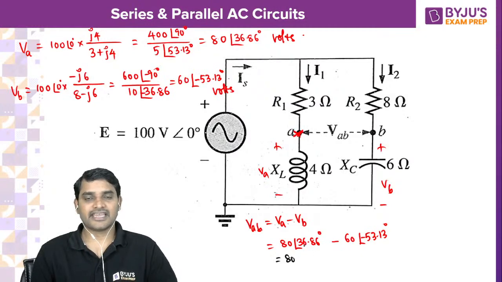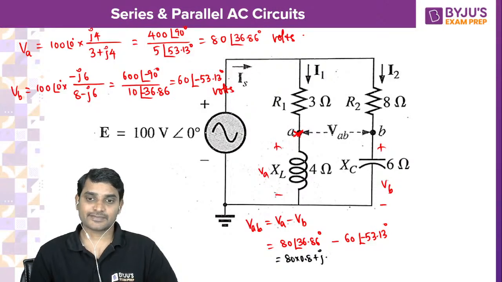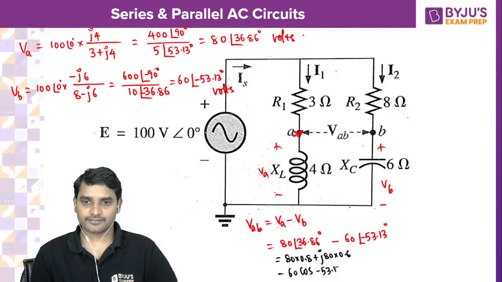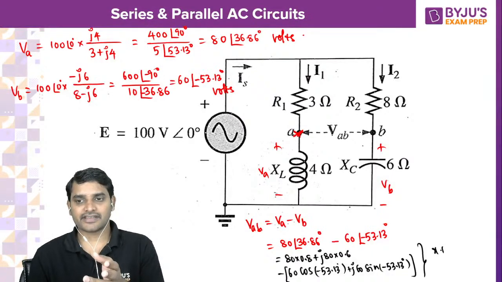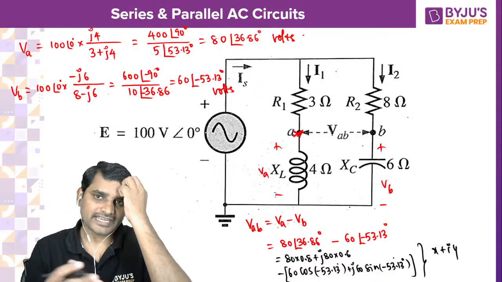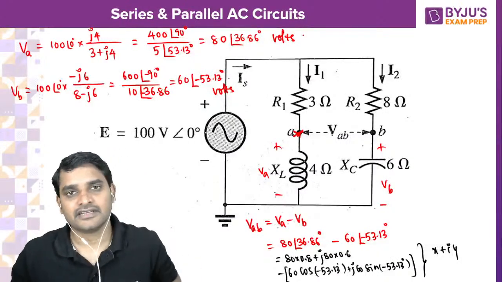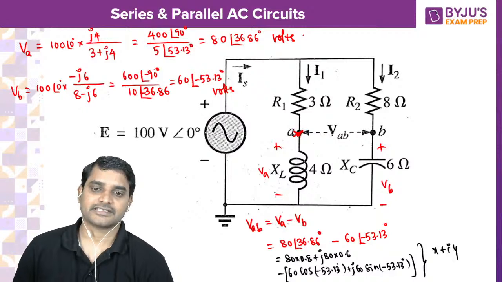80 cos 36.86, that is 0.8, plus j80 sin 36.86, that is 80 into 0.6. Next, minus 60 into cos minus 53.13, this minus applies to the whole term, plus j60 sin minus 53.13. So you will be getting totally an X plus jY format. Take the square root of that for the magnitude, and the phase angle. You will get the phase angle difference.